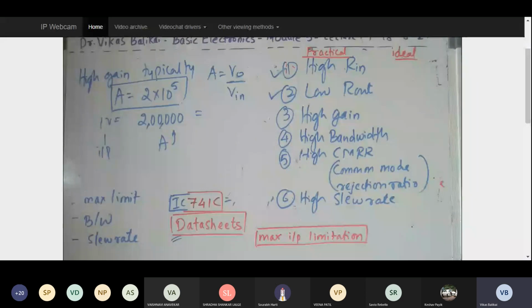There is always a limitation at which the amplification can occur, and that is known as the maximum limit imposed by the operational amplifier. Whenever we give any sort of input, of course, it can be amplified by 2 lakh fold, or 2 into 10 raised to 5, which is the default gain of my operational amplifier.